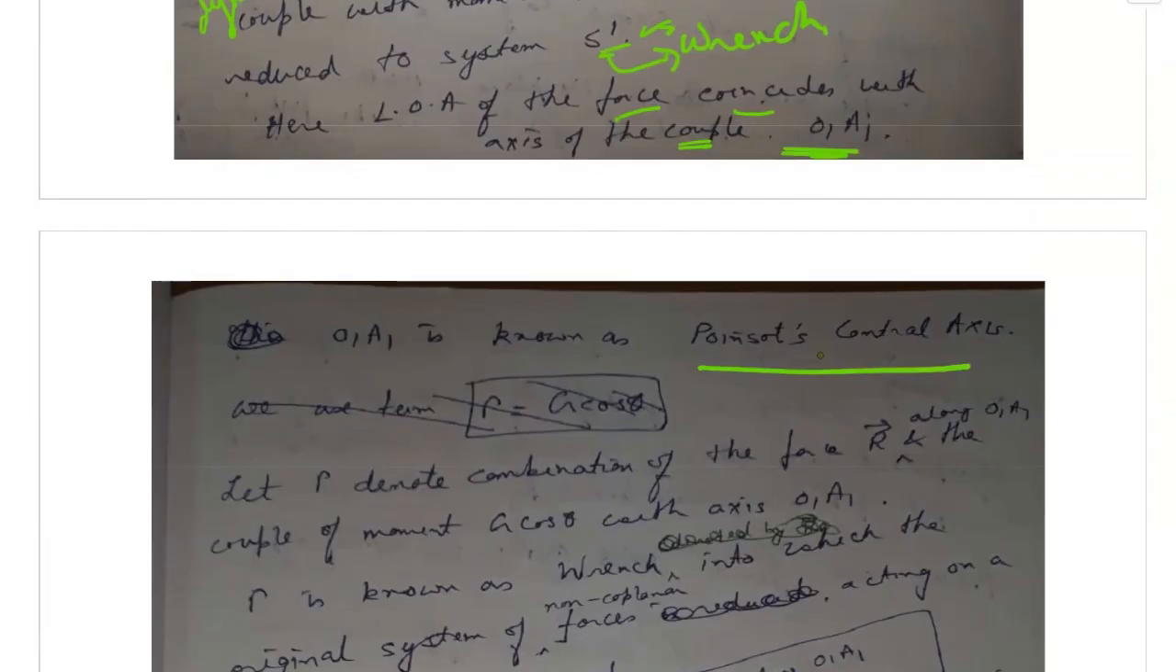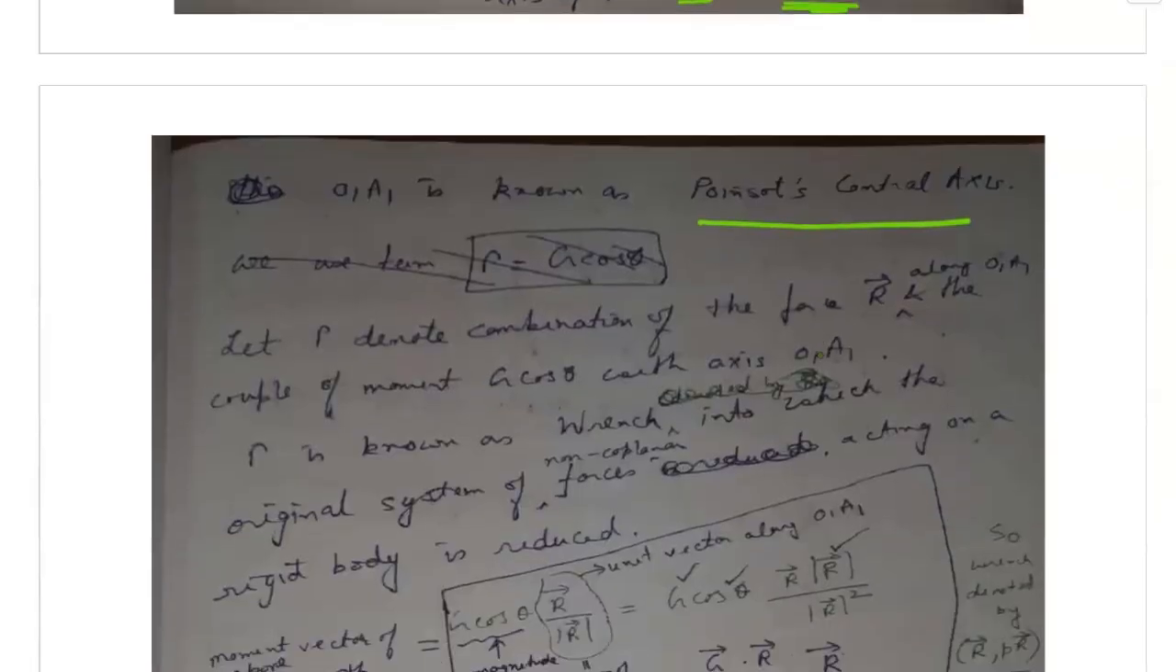Okay. Now the combined system, that is the dyname up to the range which we have got, is usually denoted by gamma. That's written here. Gamma denotes the combination of R along O1A1 and the couple moment G cos theta with axis O1. So same thing. Gamma is known as the range, in which the original system of non-coplanar forces acting on a rigid body is reduced. This we have already seen.